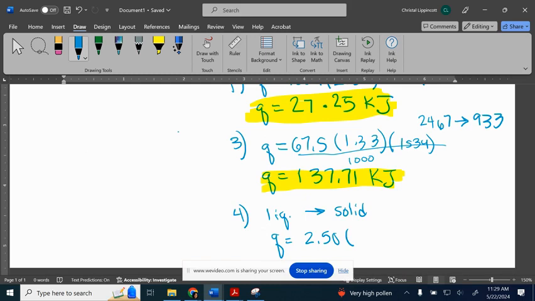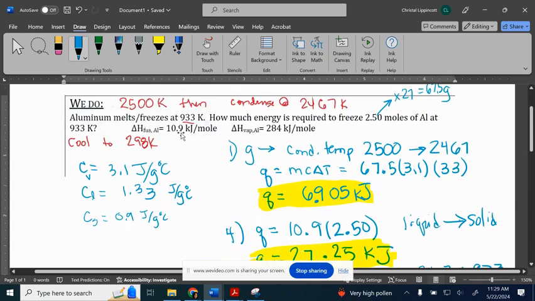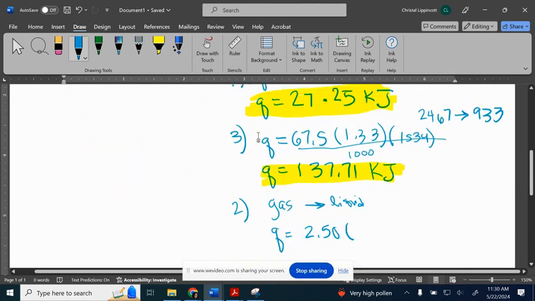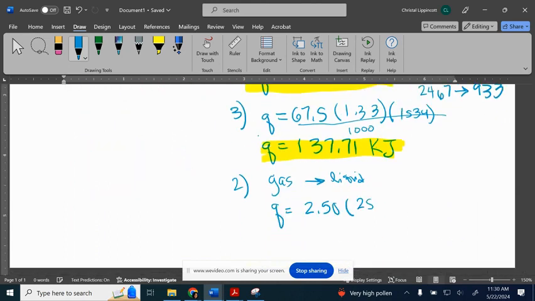So then if we back this up and do this as a step 2, this would have been our gas to a liquid. Maybe you could do an error there. That's 284. So my Q value here is going to be 710. And that's going to be kilojoules.